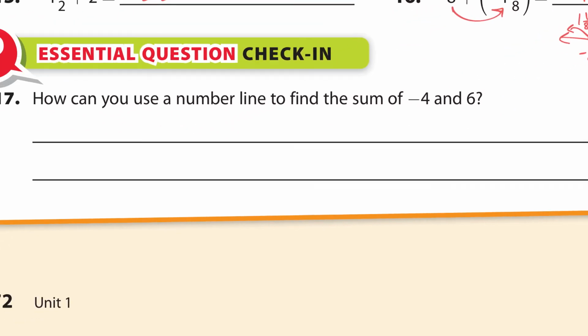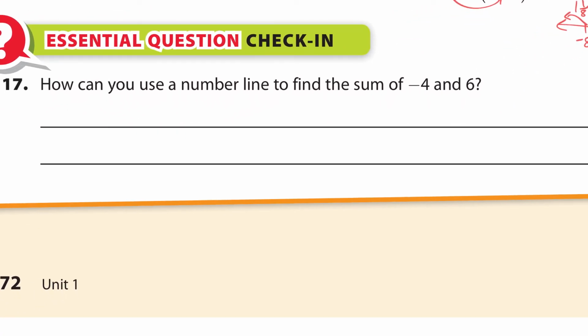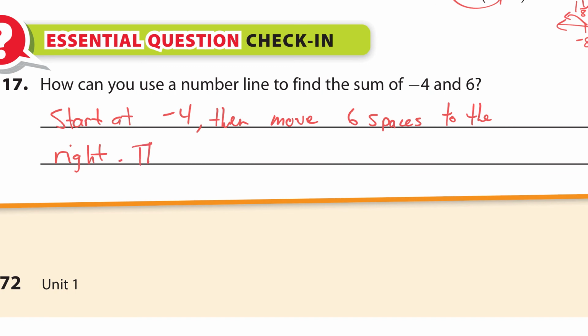Okay. How can you use a number line to find the sum of negative 4 and 6? So you start at negative 4, then move 6 spaces to the right. The sum is 2.